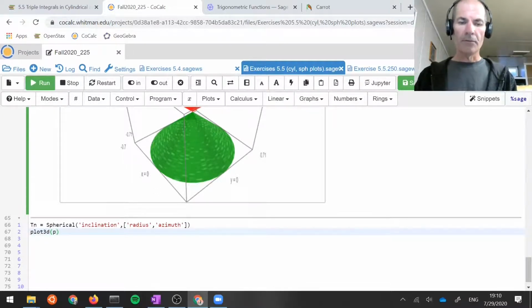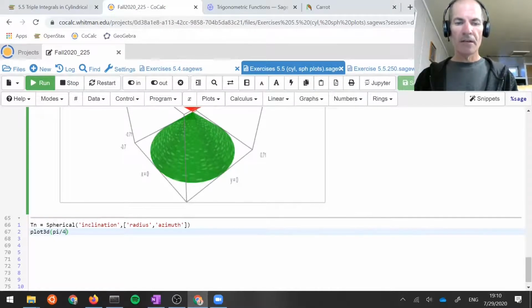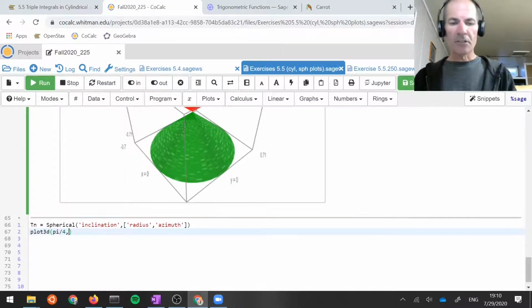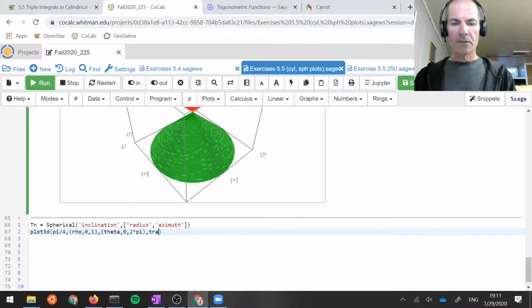And now what I'm going to do is plot the equation phi equals pi over 4. That's going to give me the upper part of this conical shape that I'm trying to embed inside the spherical shell. Phi equals pi over 4, radius can be anything, azimuth can be anything. So I'm going to list radius rho going from 0 to 1, because that's the range that I'm interested in, and azimuth theta going from 0 to 2 pi. And when I execute this, you'll see a cone traced out. And that makes sense, right? Because that's the collection of points for which phi is equal to pi over 4.